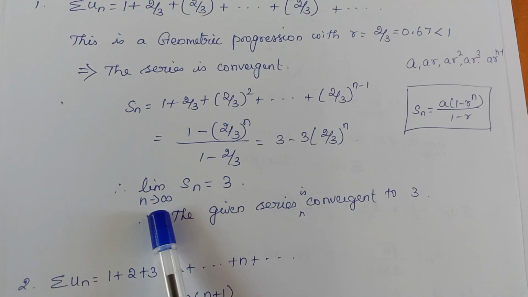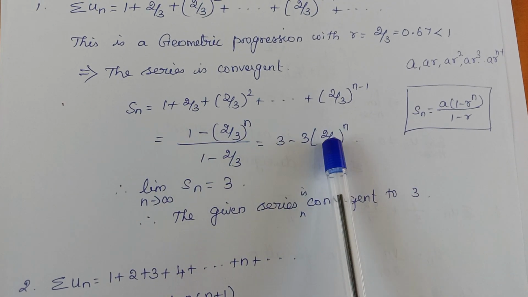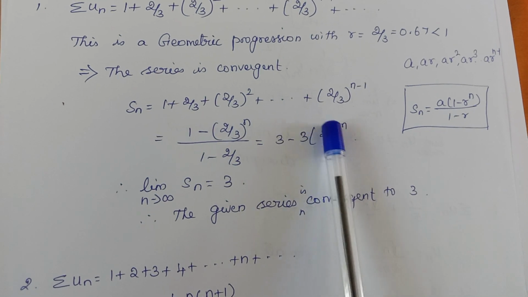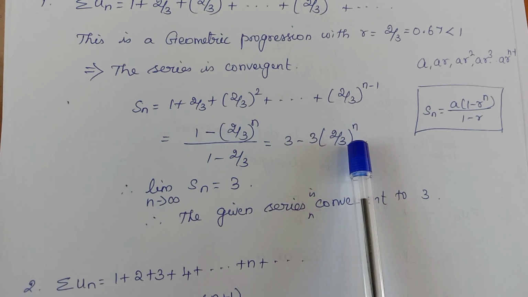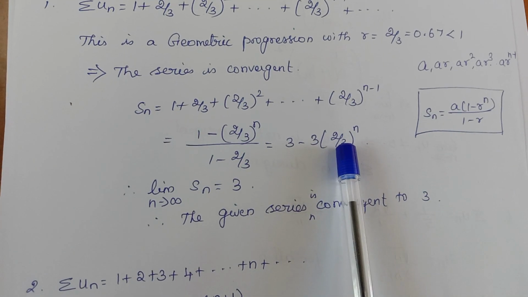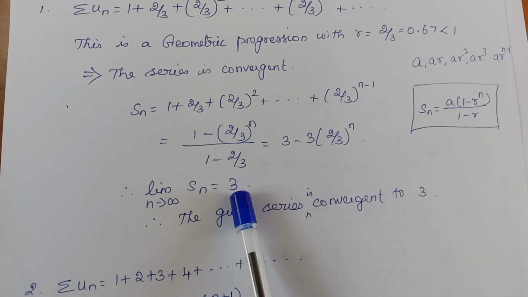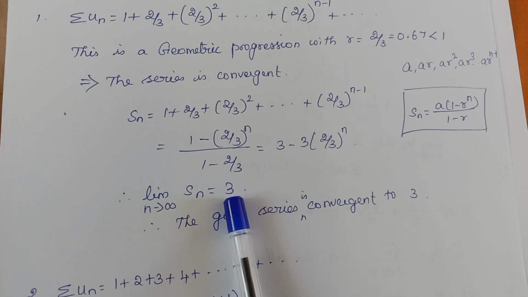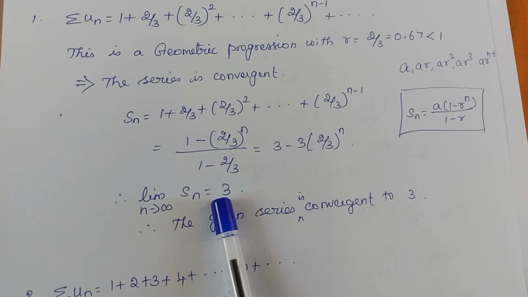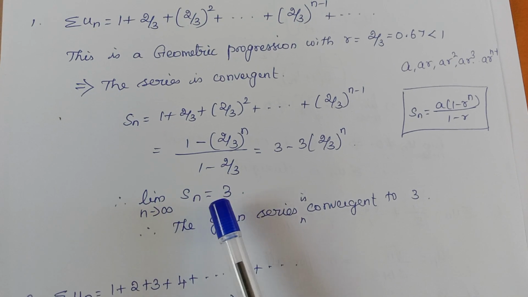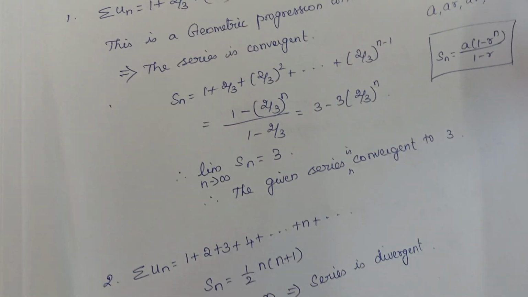Now you take the limit as n tends to infinity. See, this is something which is less than 1, no? So when n tends to infinity, this will become 0. Okay, if you take any decimal number and raise it to a higher power, that tends to 0. So only this 3 alone you will get. So the limit of the partial sum is 3. So in an infinite series, the limit of the partial sum is equal to the limit of the given infinite series. Therefore the given series is also convergent to 3. Okay, let's see the next problem.